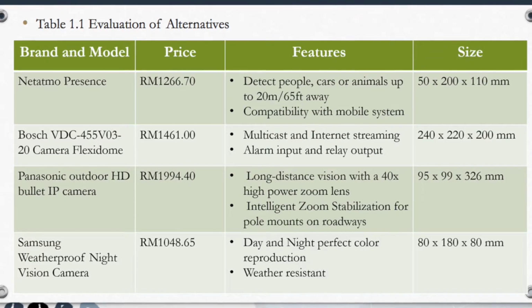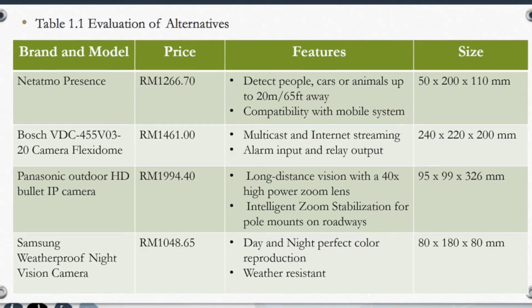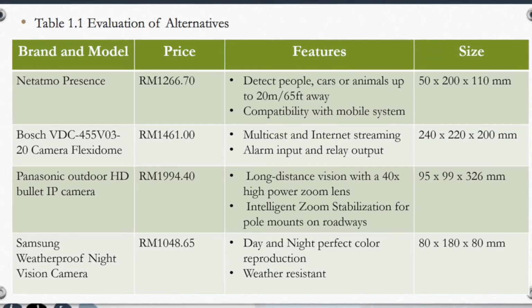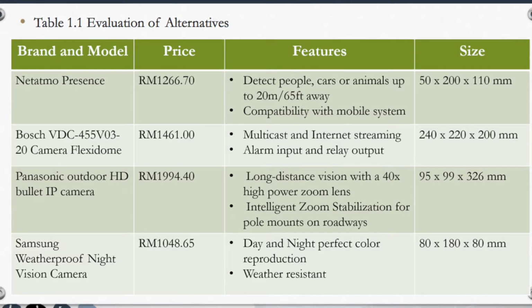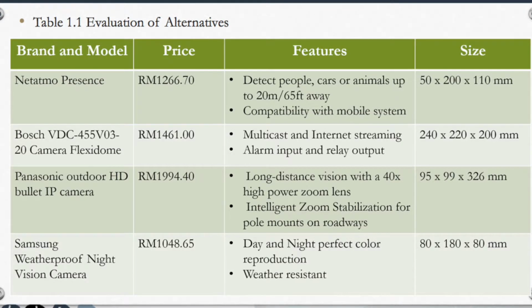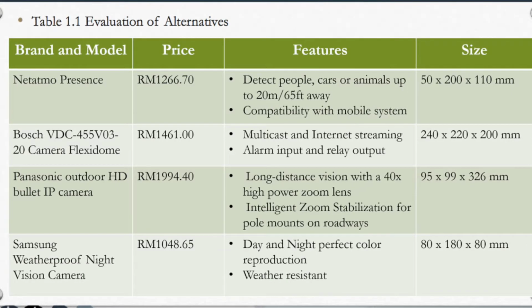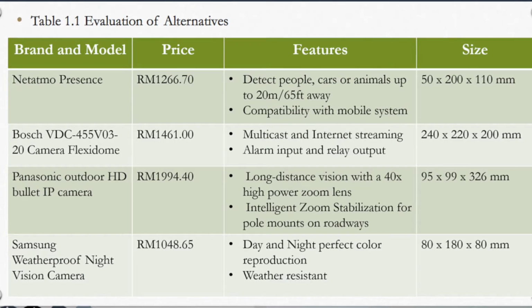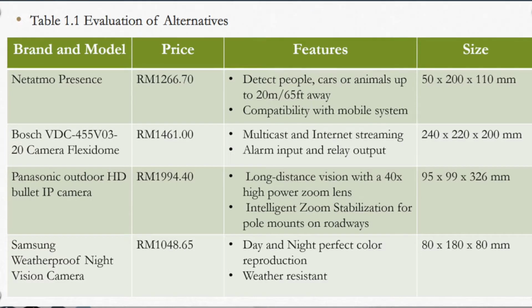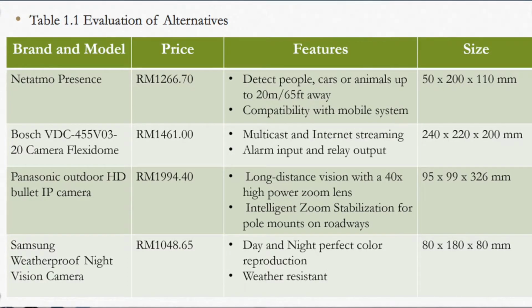Lastly, we have the Samsung Weatherproof Night Vision camera. This CCTV is priced at 1,048 ringgit and 65 cents. Being a weatherproof night vision camera, it has perfect day and night color reproduction and is weather resistant. It is the smallest CCTV among the list in terms of size.